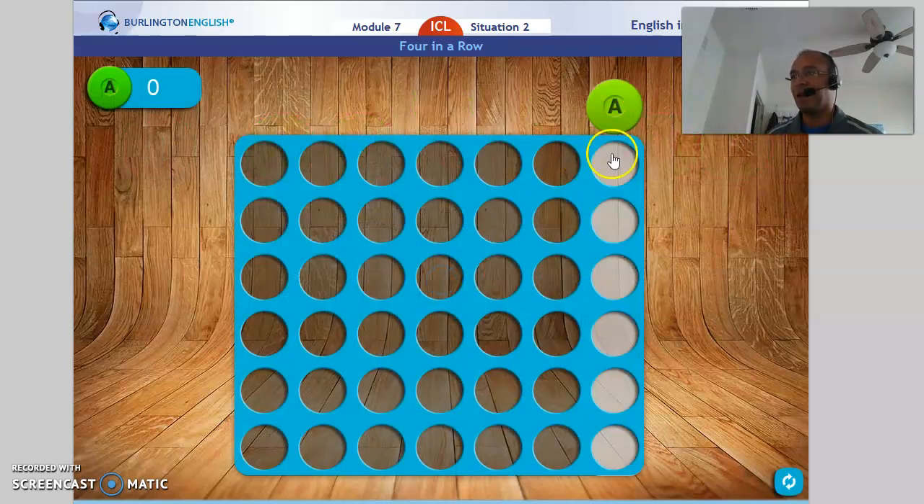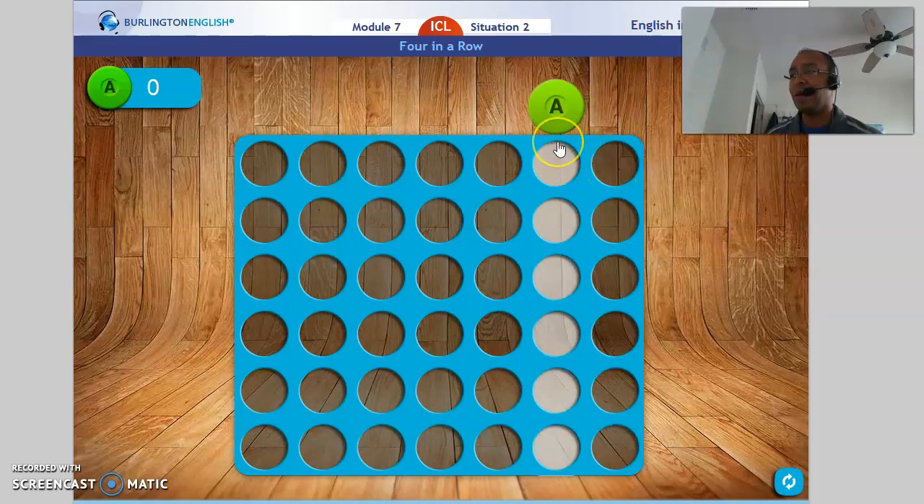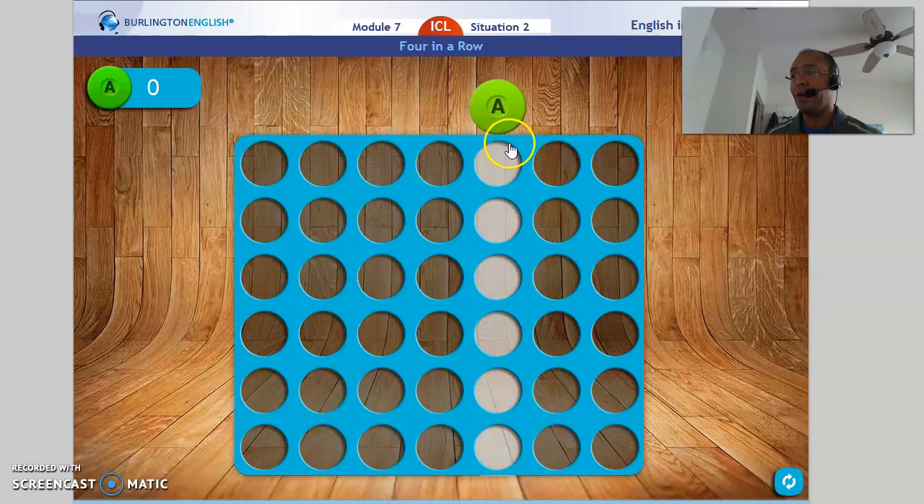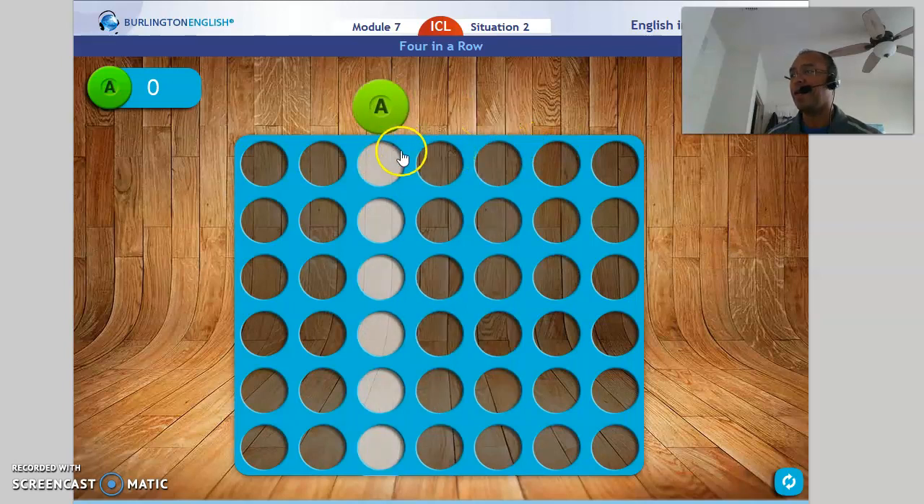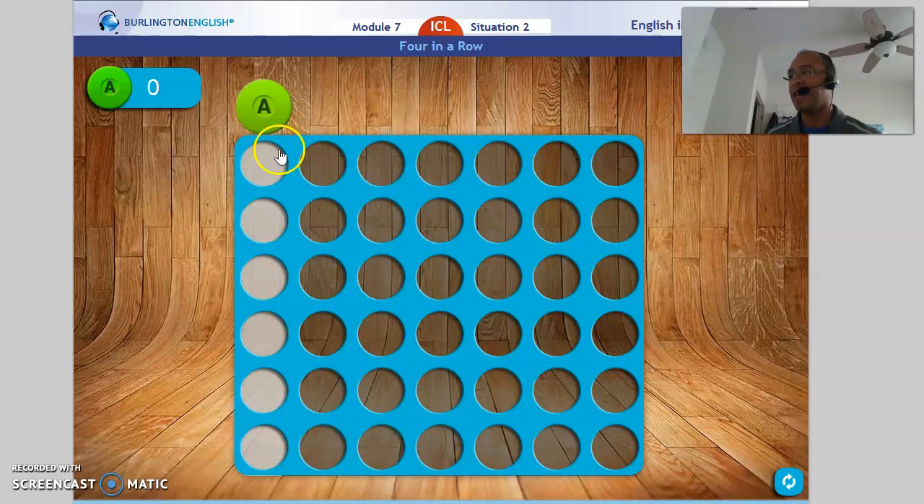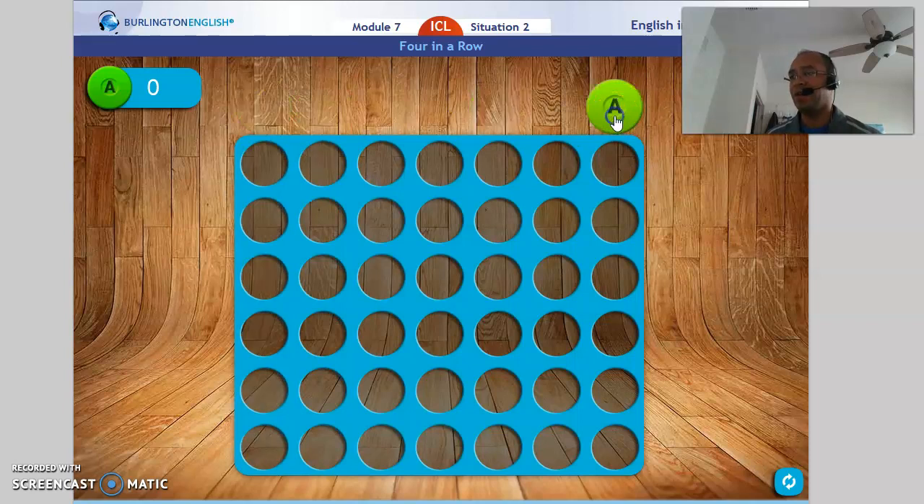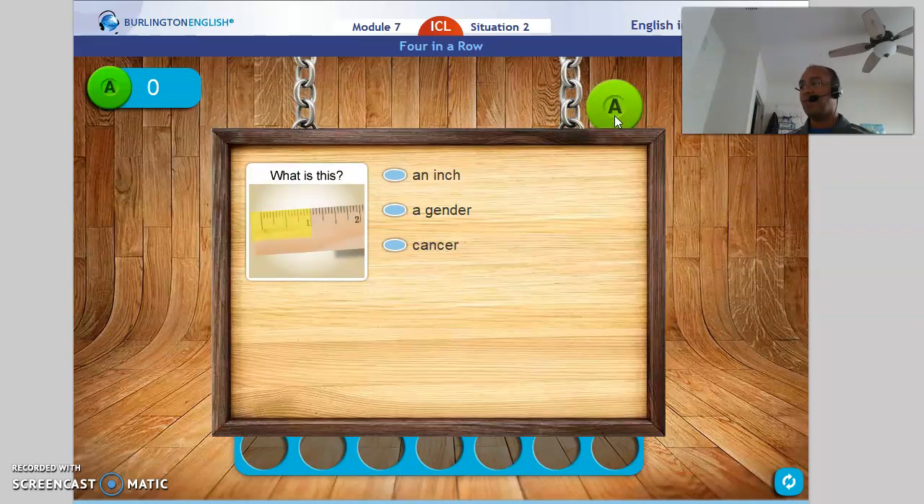So, let's pick up, remember, ordinal numbers. First row, second row, third, fourth, fifth, sixth, and seventh. Let's go with the first row, okay? So, what is this? Is this an inch? Is this a gender? Or is this cancer? I believe this is an inch. Inches is the measurement that we use here in the United States.